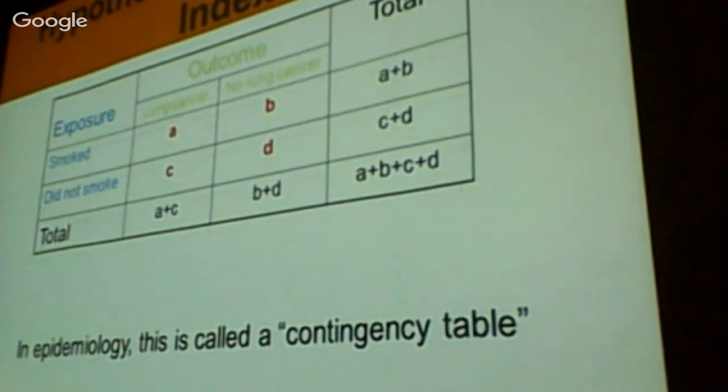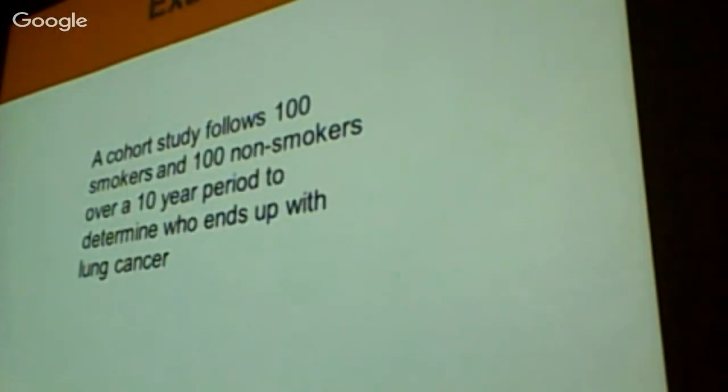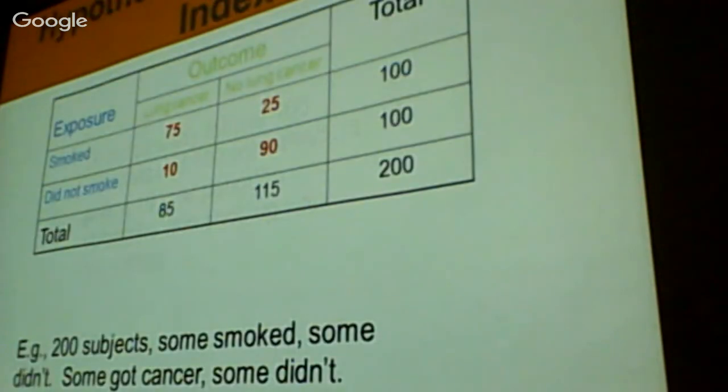All right, so here we go. Lung cancer, no lung cancer. So in a cohort design, we follow 100 smokers and 100 non-smokers over 10 years to see which group develops more lung cancer. And here is our data. Notice, even if you don't smoke, 10 of you got lung cancer. That's an important consideration, because this is why we're going to compute these measurements of relative risk. We want to know how much more the risk is if you smoke than if you don't smoke. If I smoke, 75 of my sample got lung cancer.